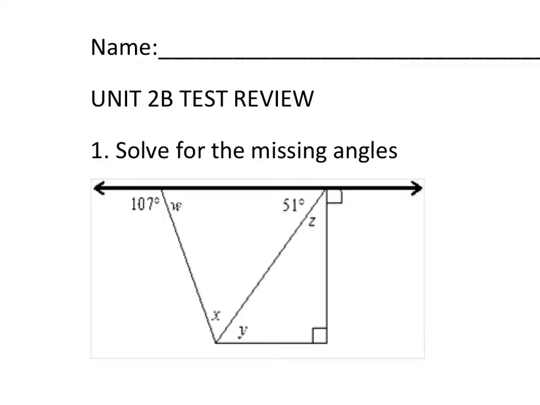The instructions for number 1, solve for the missing angles. I'm going to start with W. I see that W makes a 180 degree angle with 107 degrees. So W would be 180 degrees, the straight angle, subtract the one angle, 107 degrees, and we get 73 degrees for W.